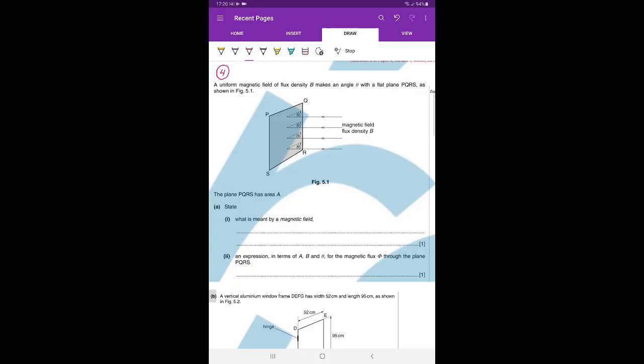First part में, what is meant by magnetic field? Region in which a moving charge experiences a force. Second part के अंदर, क्या अब आपको थीटा की टर्म्स के अंदर मैग्नेटिक फ्लक्स का रिजल्ट लिखना है.